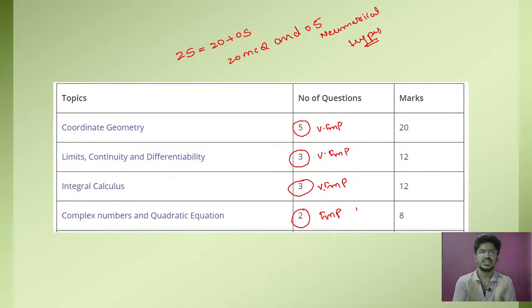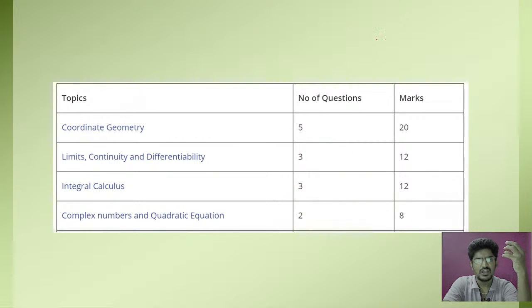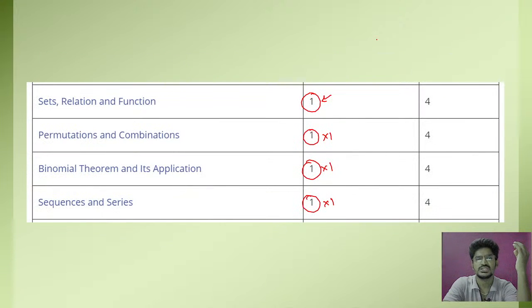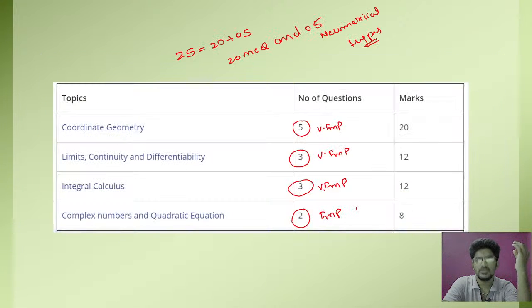See, limits, continuity, differentiability, you have to concentrate more. Integral calculus, you have to concentrate more. Coordinate geometry, 5 questions, you have to concentrate more. You're getting my point? Complex numbers and quadratic equations, 2 questions. Okay. So if you get 2 questions from complex numbers and quadratic equations, that will also play a very important role. Matrices and determinants, 2 questions. Statistics and probability, 2 questions. 3-dimensional geometry, 2 questions. Vector algebra, 2 questions. You're getting my point? So these things are going to play a very, very important role.